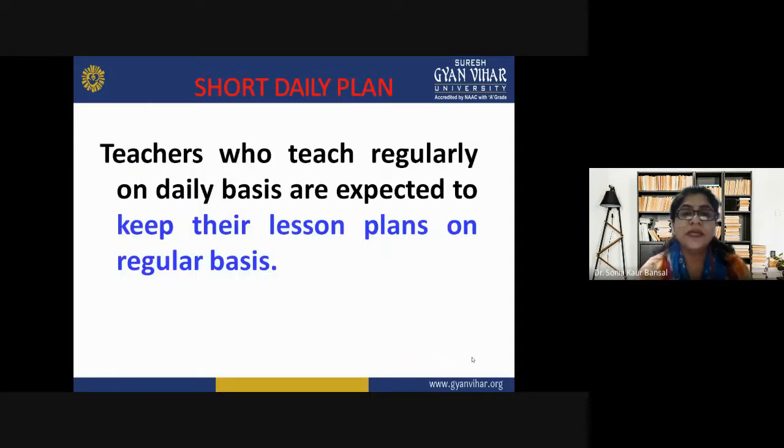Now there are some short daily lesson plans. So just have a look at them. Teachers who teach regularly on a daily basis are expected to keep their lesson plans on a regular basis. So every day they are preparing, and every day they are in the process, and their outcome is there.